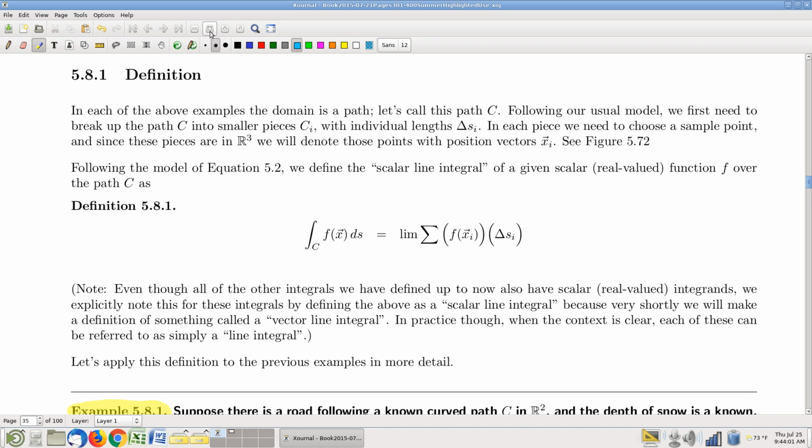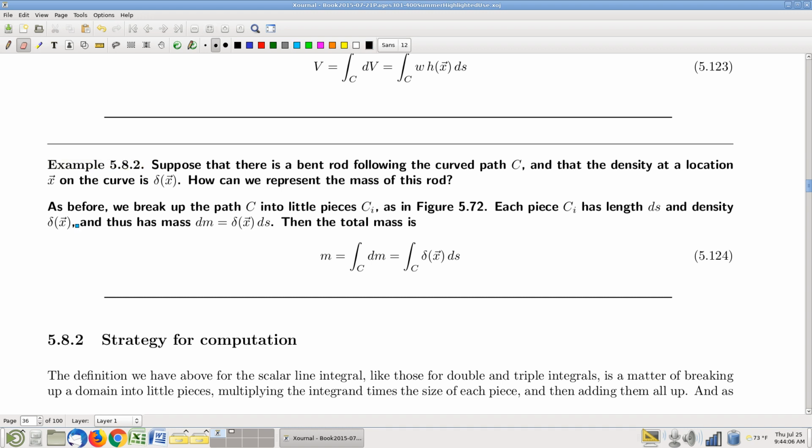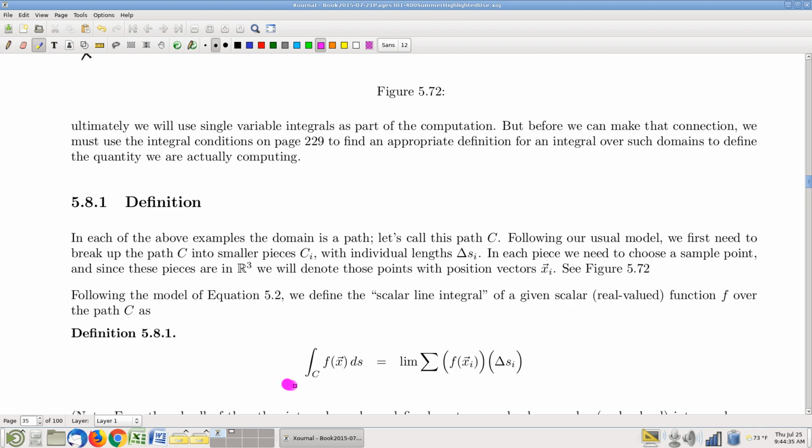Okay, so other than the mass example, which I'll go ahead and point to here, a bent rod has a non-constant density given by some function. On each little piece, mass is density times length. The total mass is the sum of all the little pieces of mass, thus giving you that line integral. You'll notice I'm using integral notation instead of Riemann sum notation. That's just notation, a shorthand for these kinds of expressions.